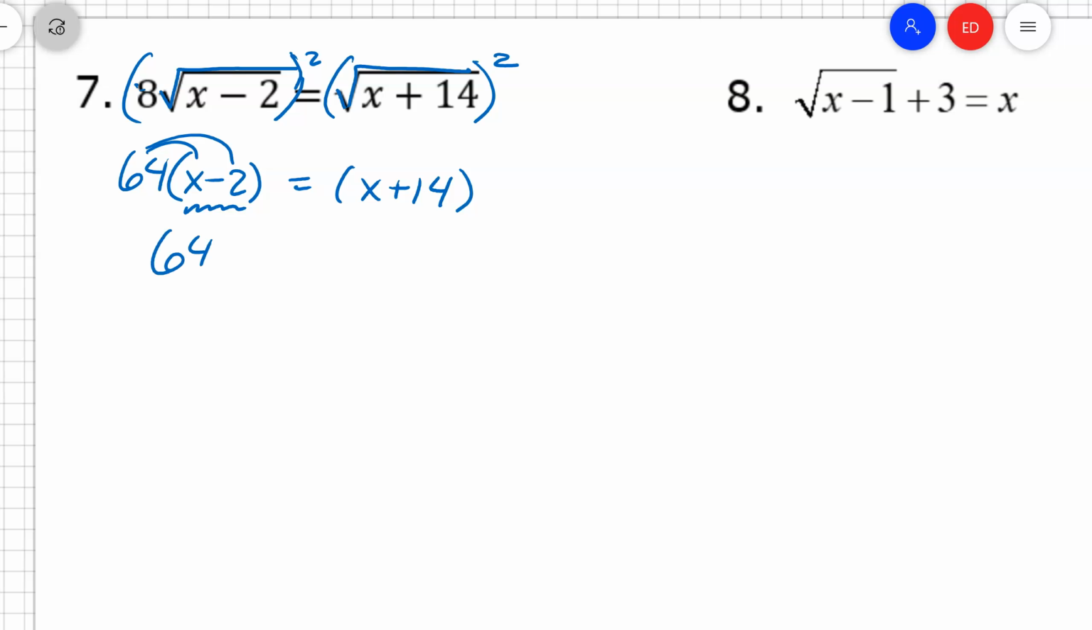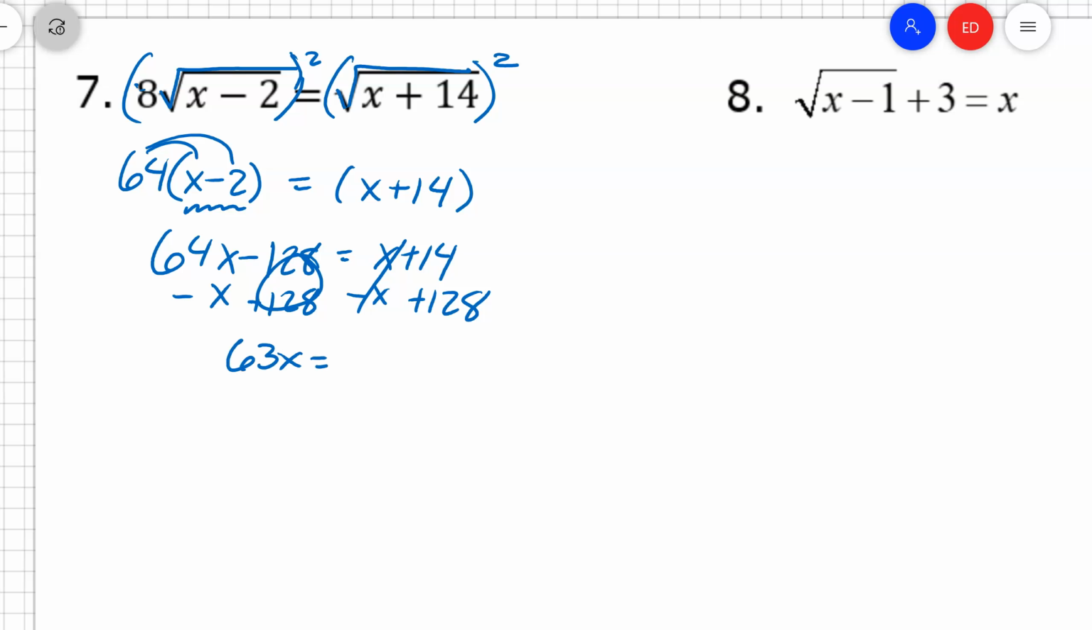So this is now going to become 64 times x minus 2, that's 128, but I'm going to double check. Yeah, equals x plus 14. Now we solve it like we would normally, and we're going to go ahead and move over x, it's the smaller coefficient, and add 128. This cancels out, this also cancels out, we're left with 63x equals 142, divide that by 63.